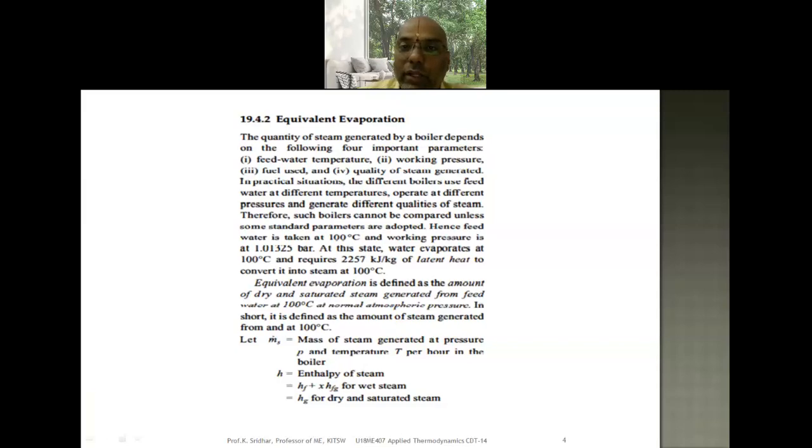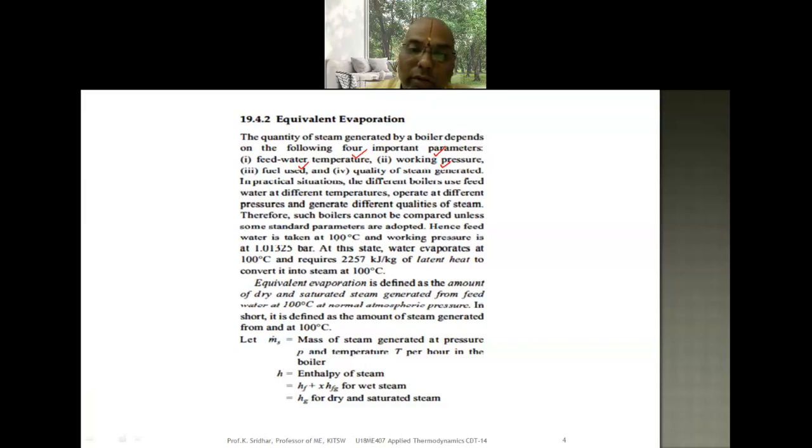How can we define the equivalent evaporation? Here the first paragraph is very important. The quantity of steam generated by a boiler depends upon four important factors. The first factor is the feed water temperature applied to the boiler. Next, the working pressure of the boiler, the fuel used in the boiler for combustion, and the quality of the steam generated, that is whether it is wet steam, dry steam or superheated steam.